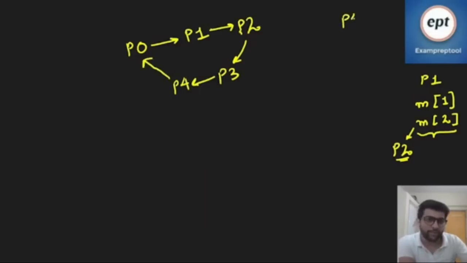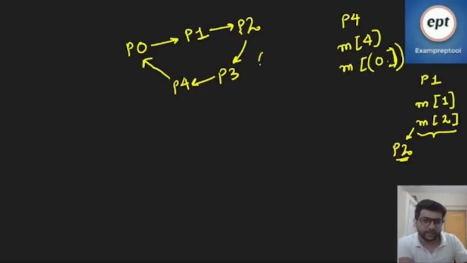How? P4 was waiting for mutex 4 and now it is waiting for the mutex 0. So we have a circular wait here and this leads to a deadlock.